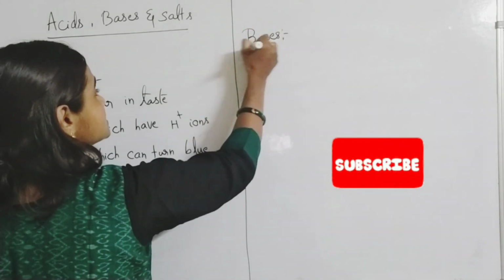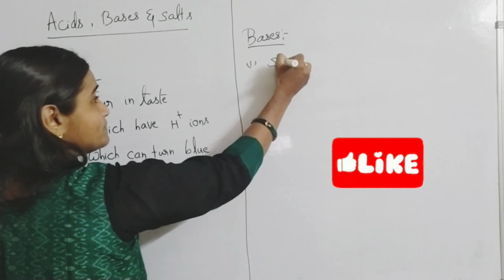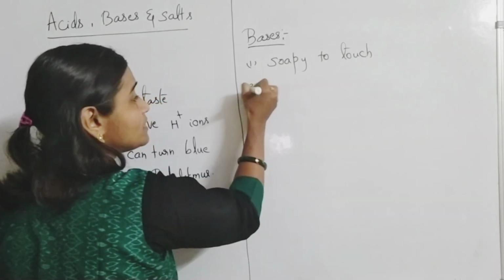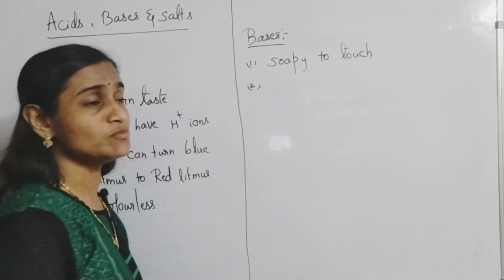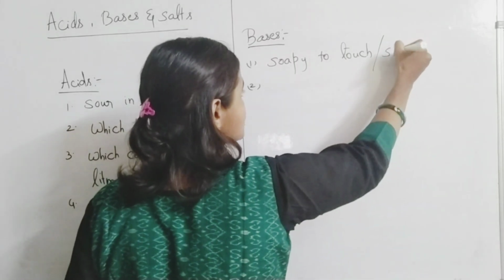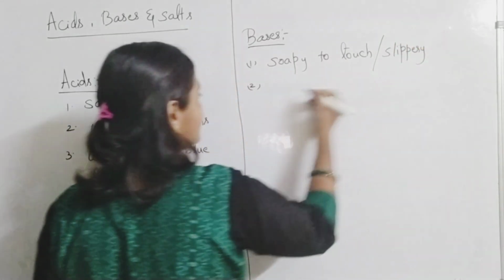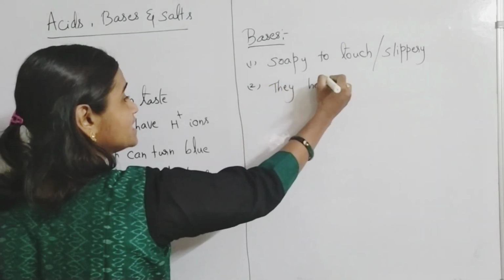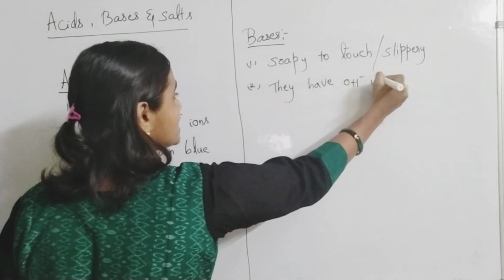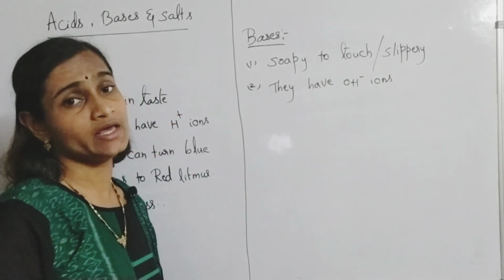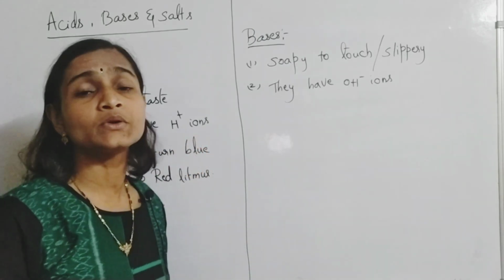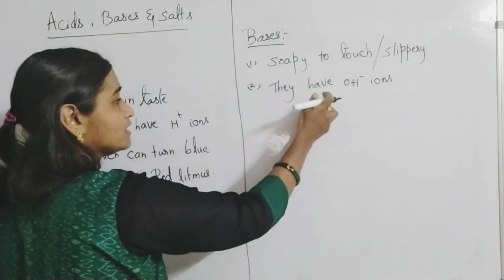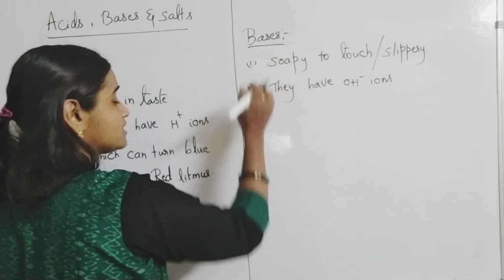And what are bases? Bases are the substances which are soapy to touch or slippery in nature. Soapy or slippery, anything, same only. You can say soapy to touch or slippery to touch. Bases have OH minus ions present in them. OH minus ions means what? Hydroxyl ions. H plus ions means hydrogen ions, and OH minus ions means hydroxyl ions.